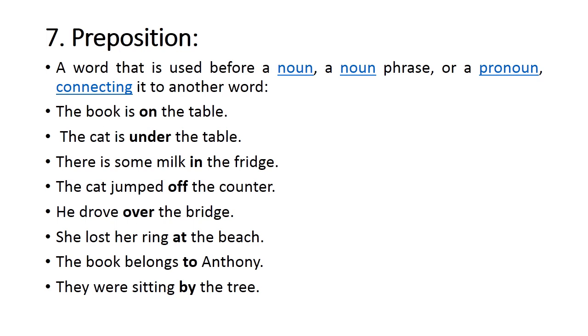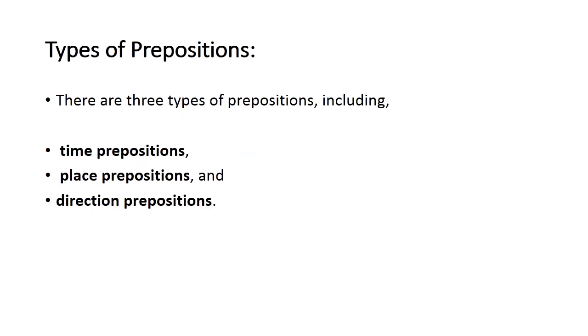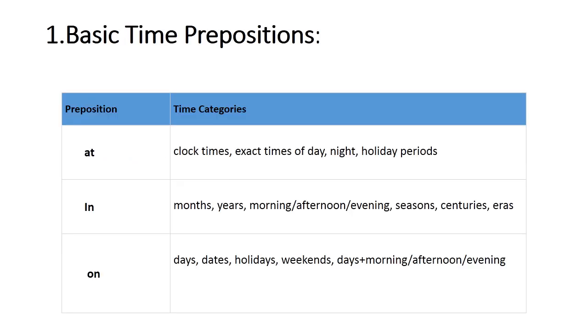So all these bold words are used here in these sentences as a preposition. So you can see that preposition is connecting one word to another word. So we can say that preposition is a word that connects one word to another word. There are different types of prepositions. Basically, three types of prepositions: time preposition, place prepositions and direction preposition.